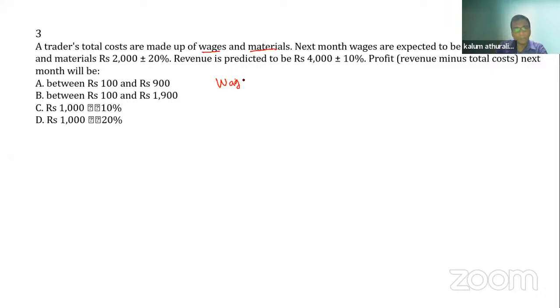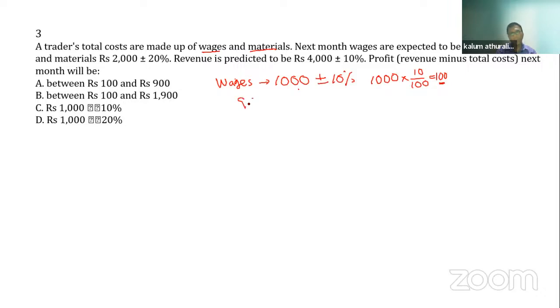Wages: 1,000 plus or minus 10%. What does that mean? We get the 10% of this value. Then 1,000 times 10% is 100. That means wages can change by this value. That means this value varies by 100.